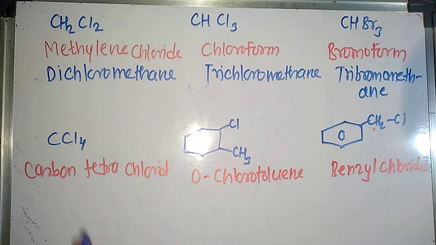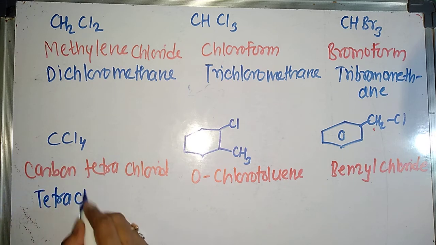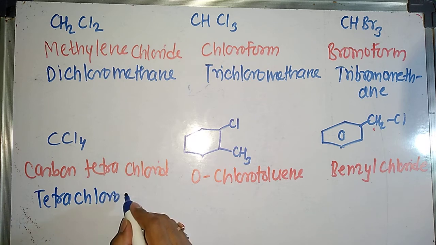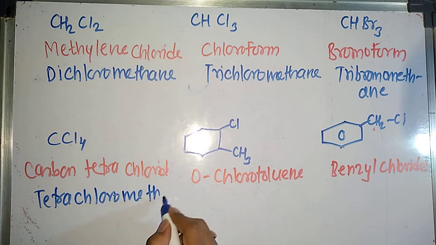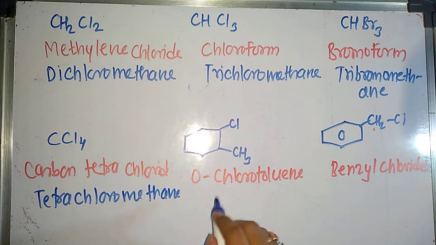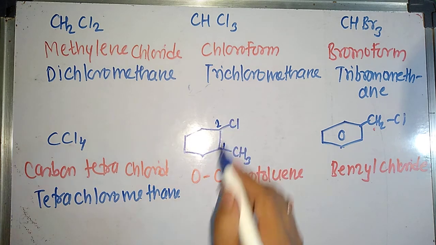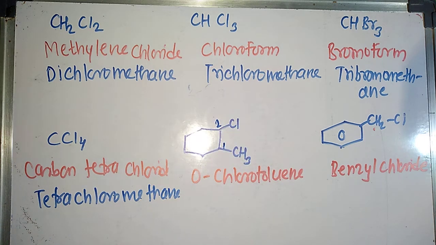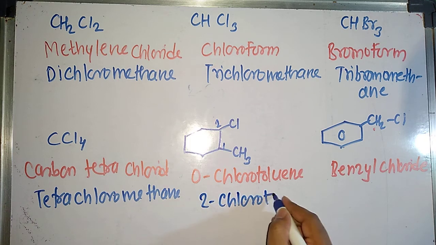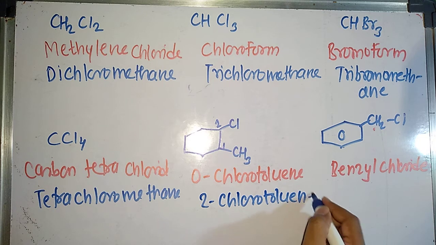In the same way, here we are having a total of 4 chlorine atoms. So I will write here tetrachloro. The 1-carbon alkane is methane, so tetrachloromethane. Here again, this is the 1 position, this is the 2 position. At the 2 position of the toluene, I'm having chlorine, so I will write here 2-chlorotoluene. The name will become 2-chlorotoluene.